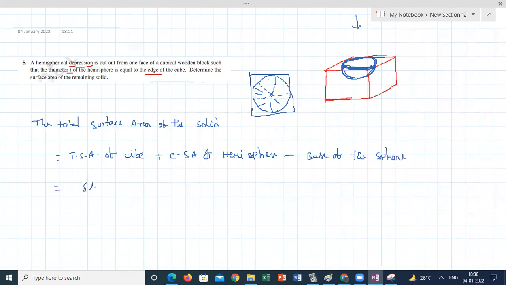TSA of the cube is 6L square plus 2 pi (L by 2) whole square minus pi (L by 2) whole square. Calculate and let me know what answer you are getting.